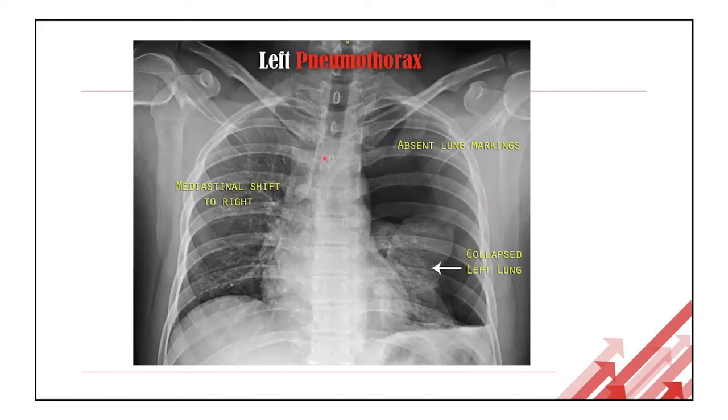So for those who don't have a portable chest X-ray, you have an unstable patient and you do not have access to a CT scan, what are you going to do? How are you going to confirm that your patient has a pneumothorax?